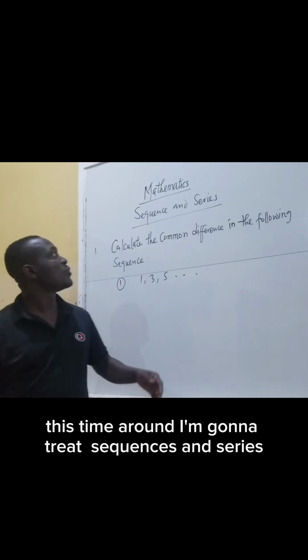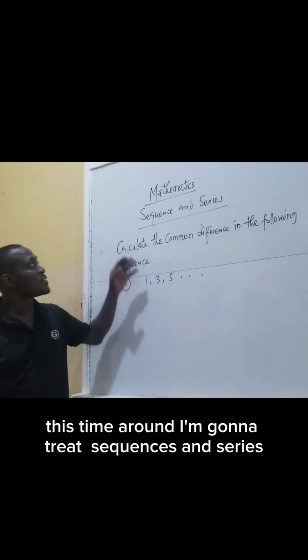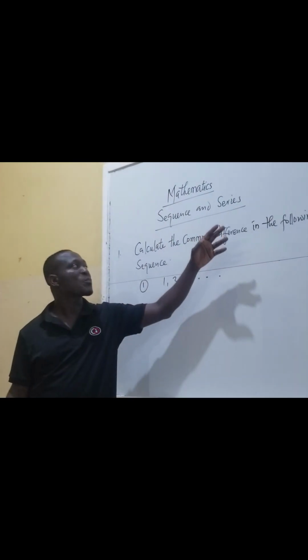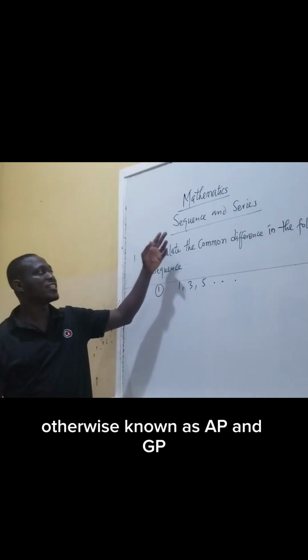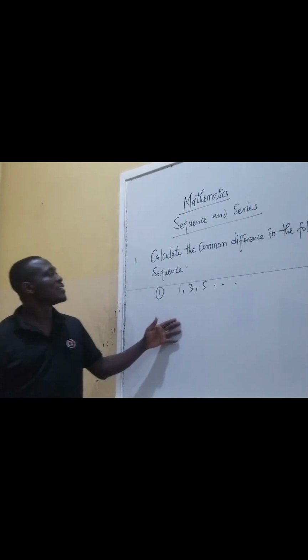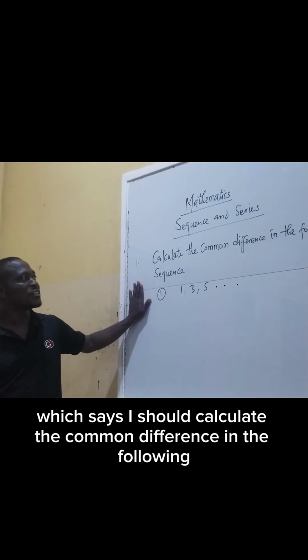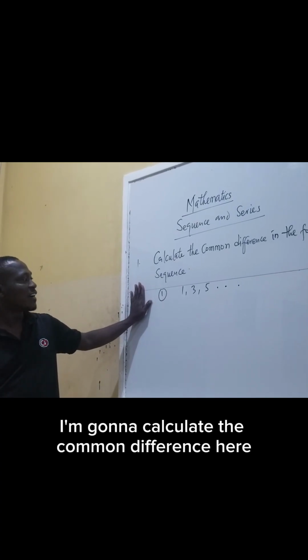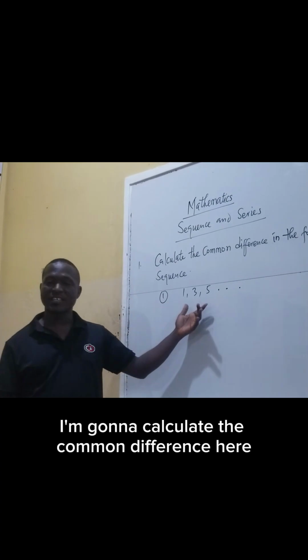And this time around, I'm going to treat sequences and series, otherwise known as AP and GP. Now, I have an example on the board which says I should calculate the common difference in the following. I'm going to calculate the common difference here.